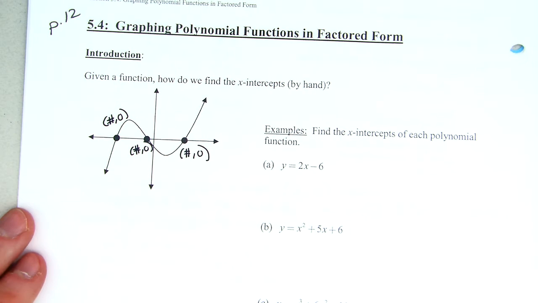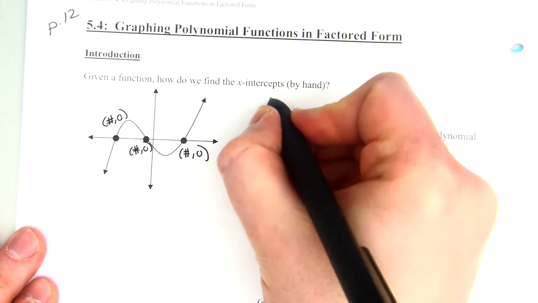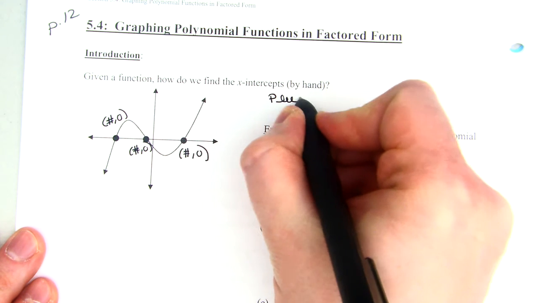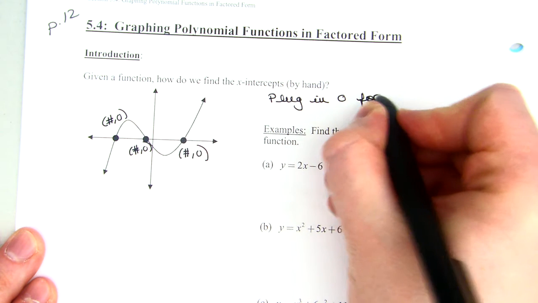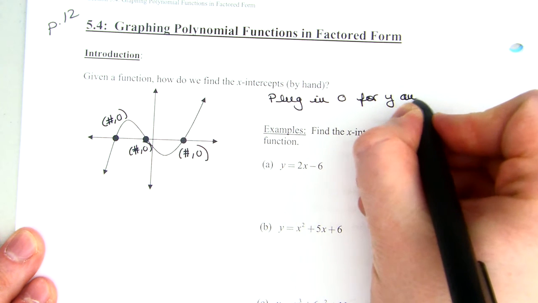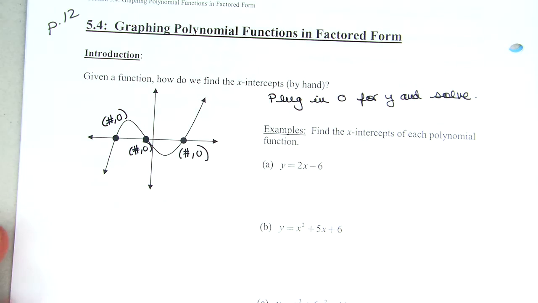So, how do we find x-intercepts if we're not using the calculator? You may or may not have already seen how to do these in the graphing calculator. If not, we'll look at that in class soon. But to find these things by hand, all we need to do is plug in 0 for y and solve. All we're going to do to find our x-intercepts is plug in 0 for y and solve.